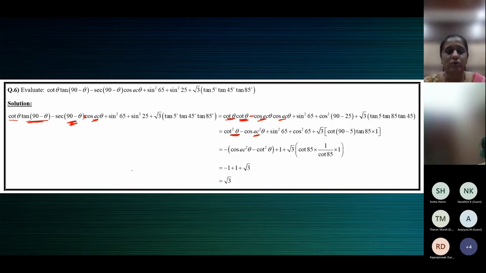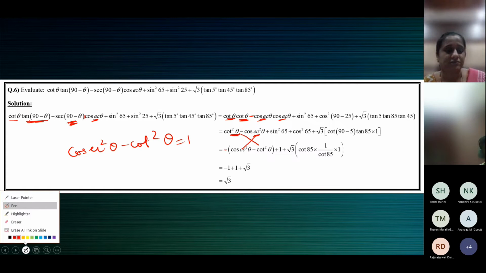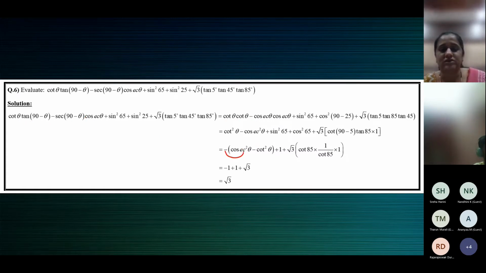So let me finish with this. We know that cosecant square theta minus cot square theta is 1. It's easy to remember the identities like this. It is equal to 1 in all the three. But here we have cot square theta minus cosecant square theta. We have it the other way. So we take a minus common here, and then you can write this first and then this. How to understand that? You multiply and see. Minus into cosecant square theta is minus cosecant square theta. Minus into minus is plus cot square theta.